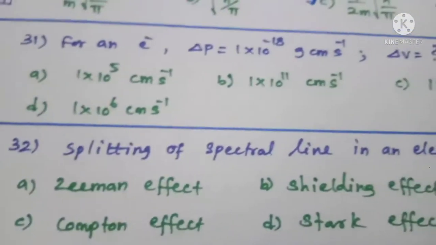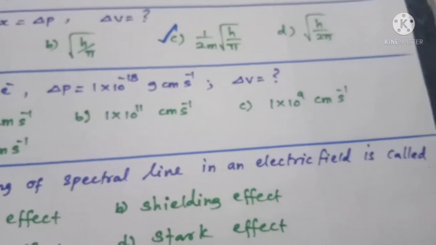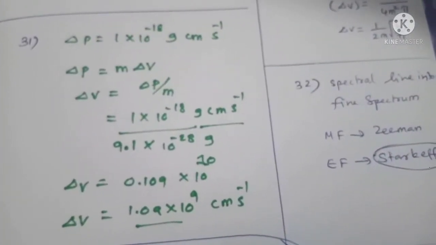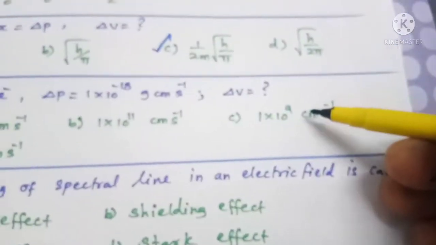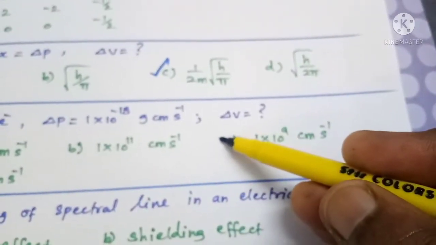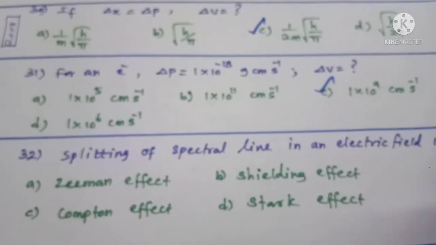Okay, right. Now let us look at the options. 1 into 10 power 9 centimeter per second. So look at the answer. 1 into 10 power 9 centimeter per second, this is the right answer. Okay, right. The last question, number 32.